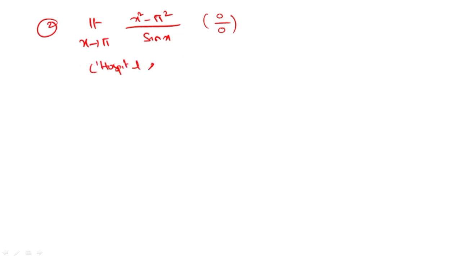Now the second example: limit as x tends to pi of x square minus pi square by sin x. If I substitute x by pi here, pi square minus pi square is 0, and sin pi is also 0, which is in the form of 0 by 0. So I have to go for L'Hopital rule.